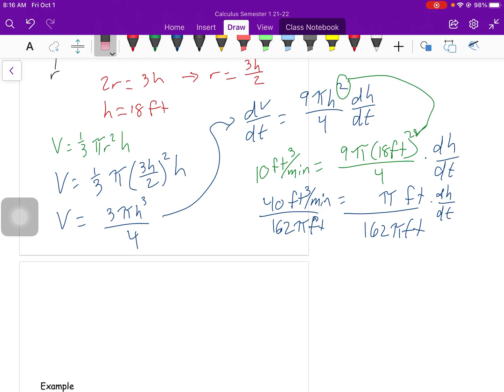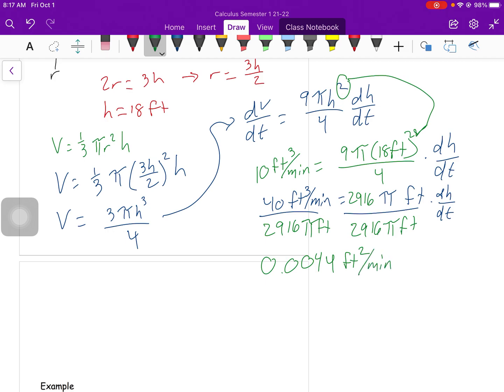So instead of 162 pi, I had 2916. All right, something felt wrong, and I went and found it. So I'm dividing by 2,916 pi feet. All right, so sorry about that. 40 divided by 2,916, divided by pi equals, that looks more correct to me, 0.0044, I'll round it to, but my label is still feet squared per minute.